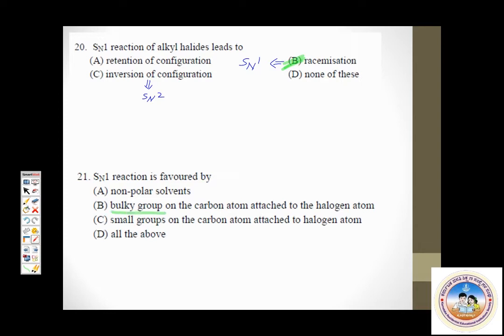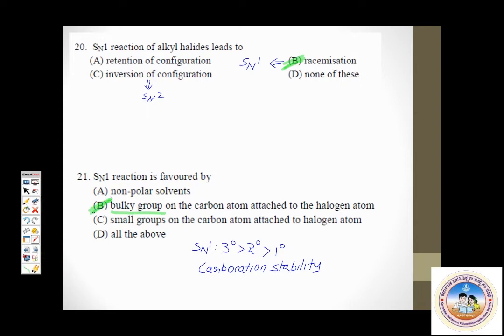Okay, so more bulkier the group, more steric hindrance, and therefore SN2 is discouraged. And more bulkier the group, more stable the carbocation is. So for SN1 mechanism, the important point is carbocation stability. Bulky groups will stabilize carbocation more by inductive effect, and hence that favors SN1. So option B happens to be our correct answer here for question number 21. Okay, now let us move on. These are easy questions. Please understand and learn the differences between SN1 and SN2 mechanism.